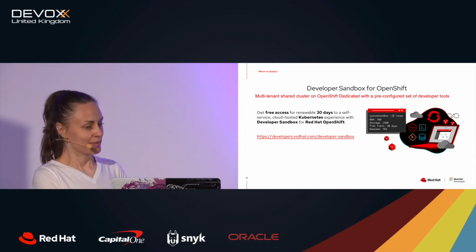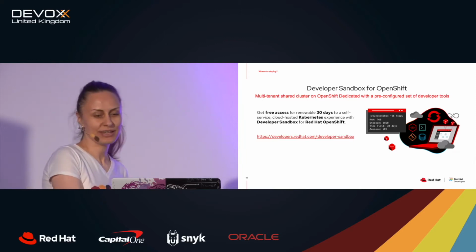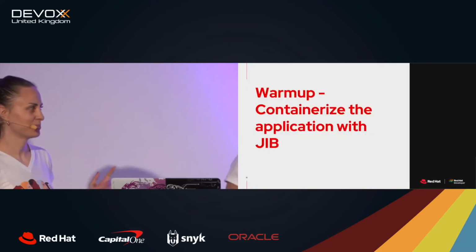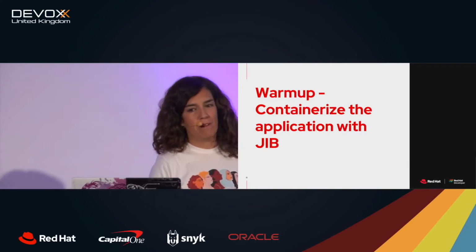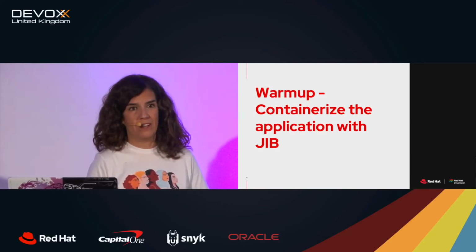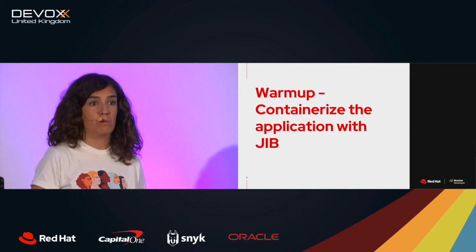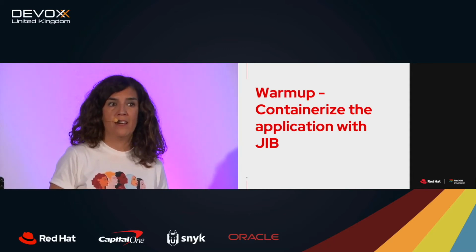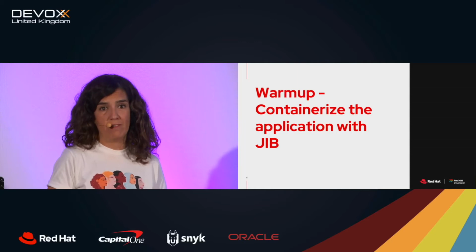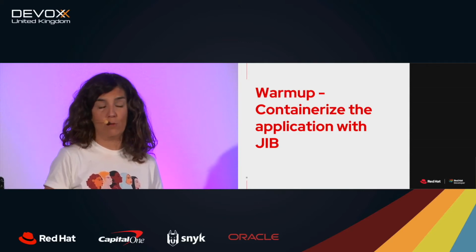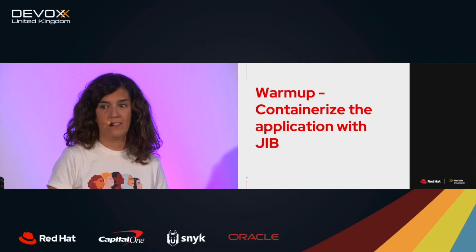So that's about it regarding where we're going to deploy. Let's warm up. A few words about the container. As we will see, we are going to generate a manifest pointing to a container image. This image should be available for the cluster when we apply the manifest, right?